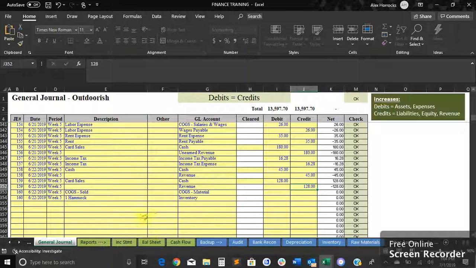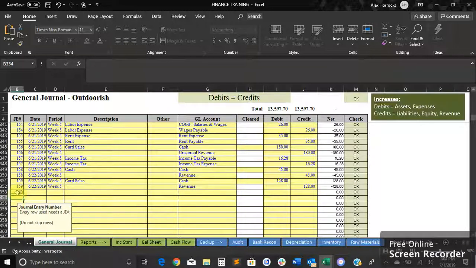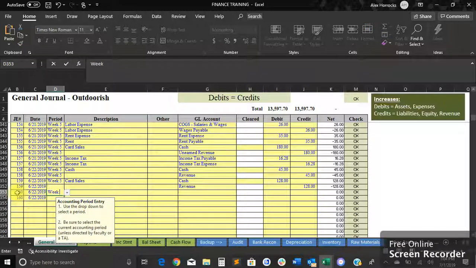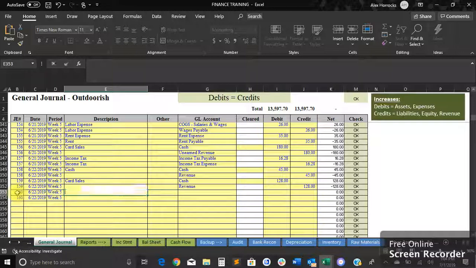So they were counted differently, remember, because cash hits your bank statement slower than your card sales hit your bank statement. So what I'm going to do here is show you real quick how to account for your cost of goods sold, because every time you make any type of revenue, you also have to account for cost of goods sold because you have product that's leaving your inventory. So let's do week 5. Cost of goods sold. It says COGS-sold for whatever reason, I don't know why, but COGS literally means cost of goods sold, so that doesn't need to be there.